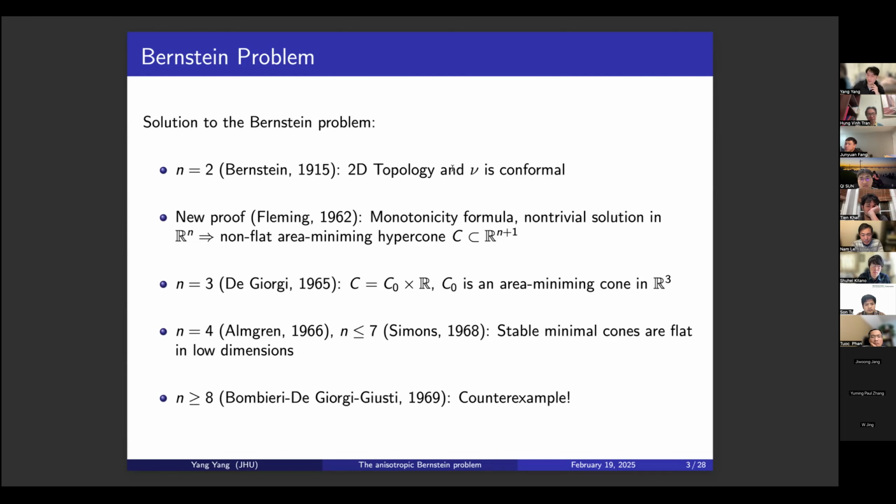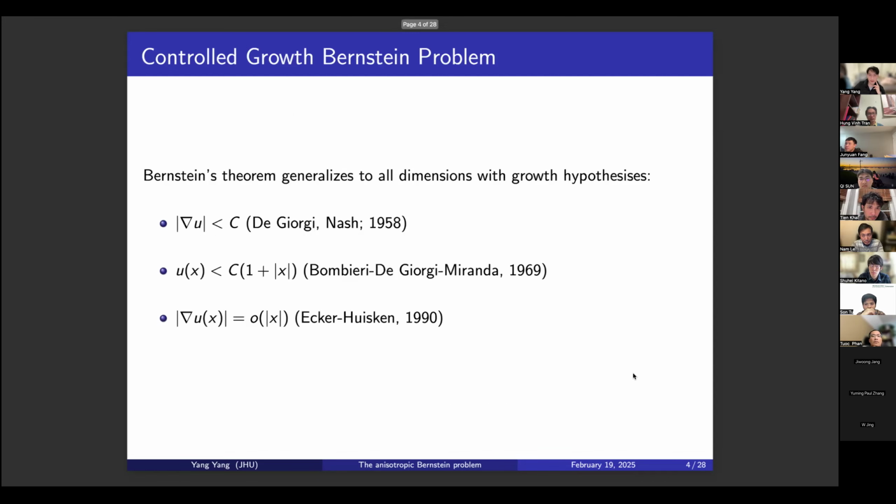This uses, I think, the stability inequality. And finally, in a remarkable paper of Bombieri, De Giorgi, and Giusti from 1969, they showed that Simons' result is sharp, by constructing a nonlinear global solution to the minimal surface equation in R8, which has cubic growth. And I will discuss a little bit more about this example later. So now there exists a nonlinear global solution to the minimal surface equation.